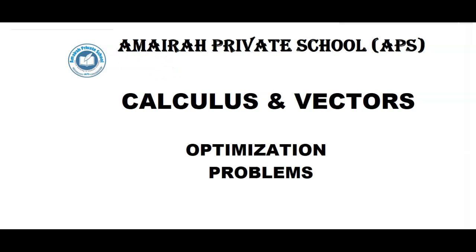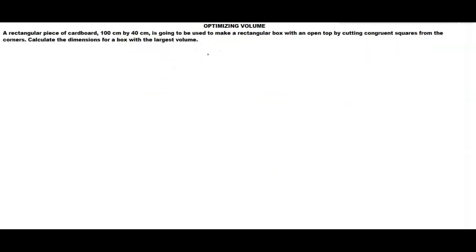Let's move on to the first type of question. And this type is asking you to optimize volume. That means either you have to maximize or you have to minimize the volume. Let's read the question and let's see what the question wants us to do.